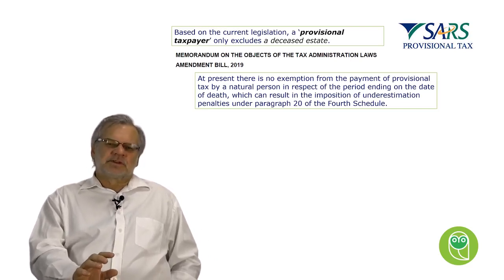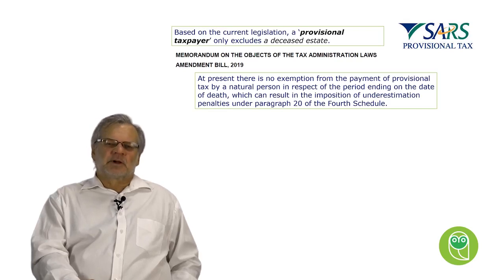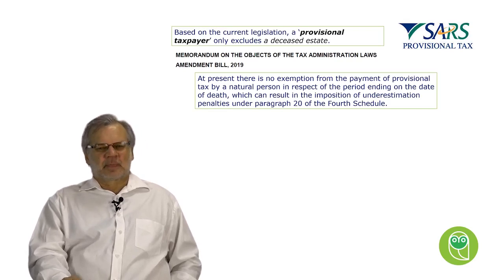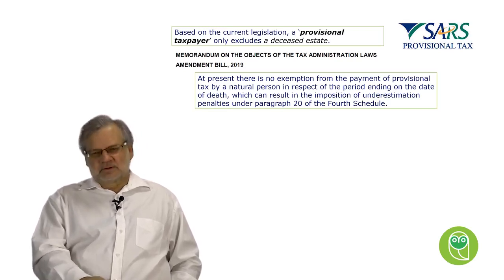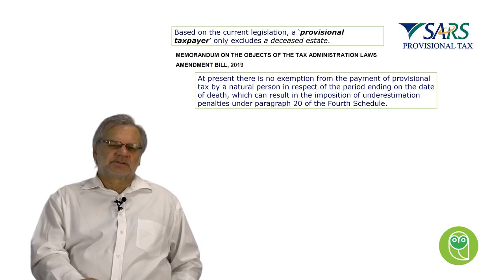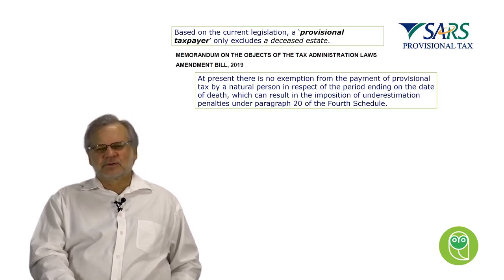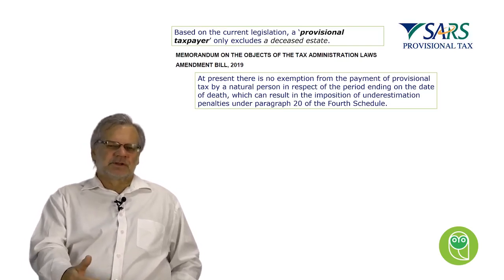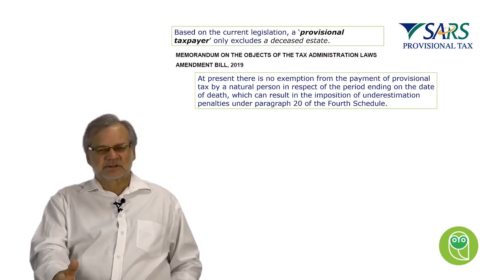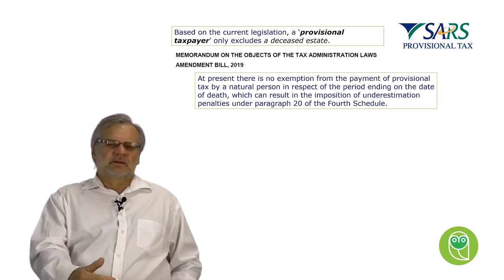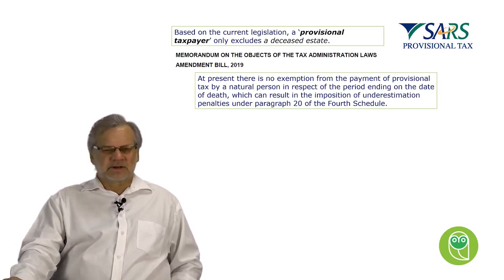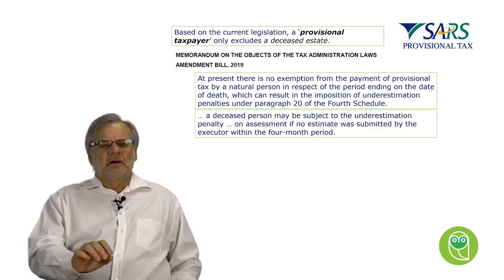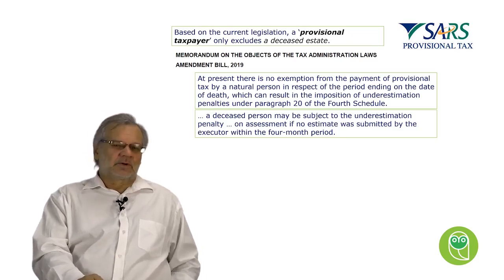And SARS acknowledges that there's no exemption from the payment of provisional tax by a natural person in respect of the period ending on the date of death. And they say which results, this is the SARS practice at the moment, in the imposition of an underestimation penalty. I mean, this is absurd. You're expecting the deceased, a couple of minutes before death, on the day before death, to submit an IRP6. If you don't, they hit you with the underestimation penalty. And it's really welcomed now that they are looking at changing that.